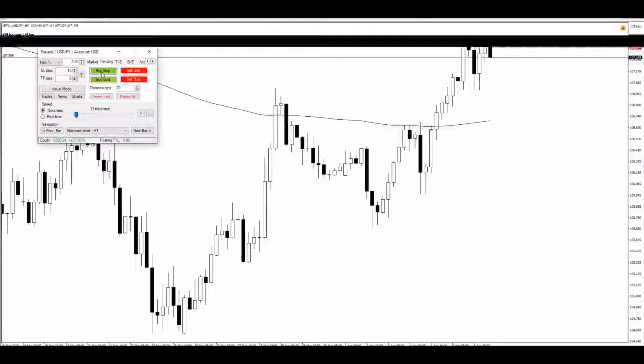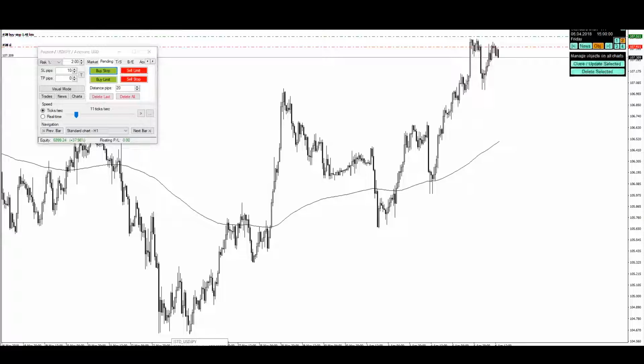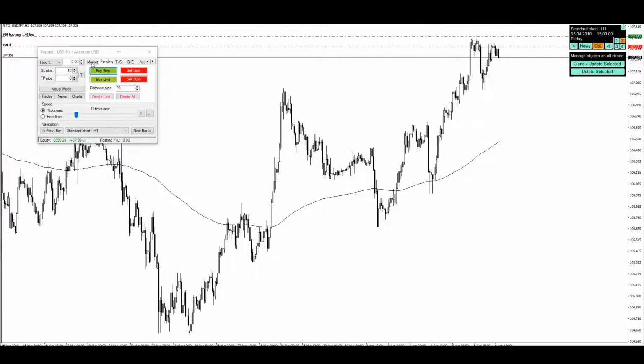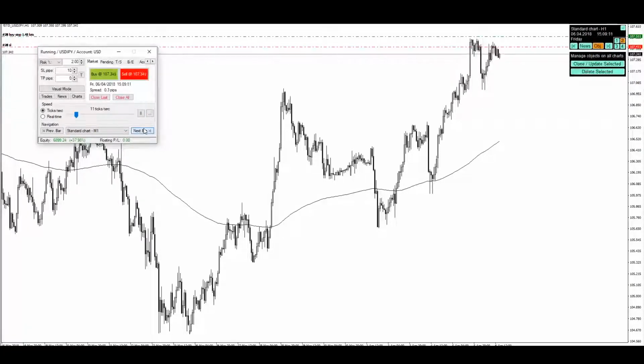Makes sense? And now what we're going to do is we're going to go to the smaller time frame, because if we have a buy stop, we need a sell stop, right? Actually, let's let this price play till the last minute, and let's see what we're going to do here.